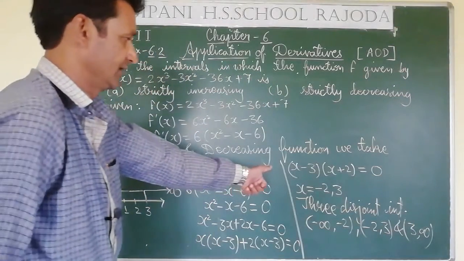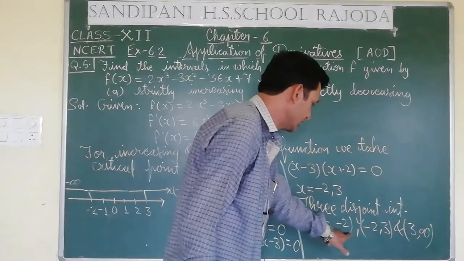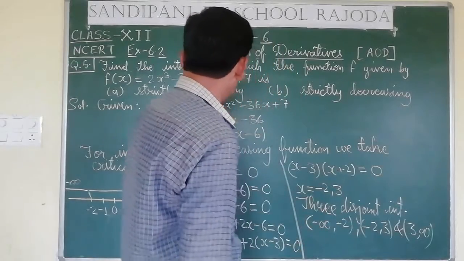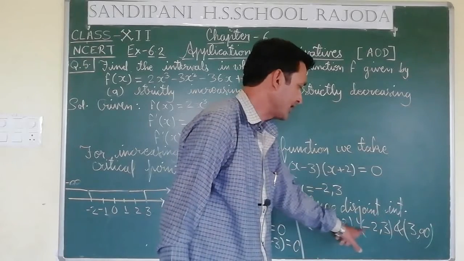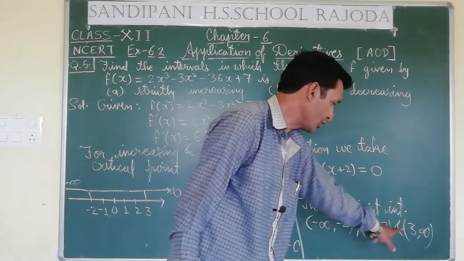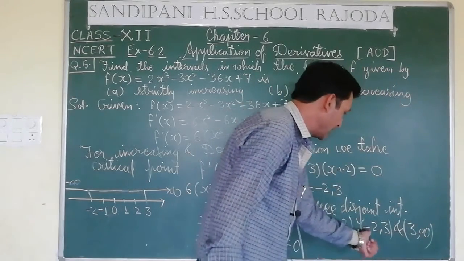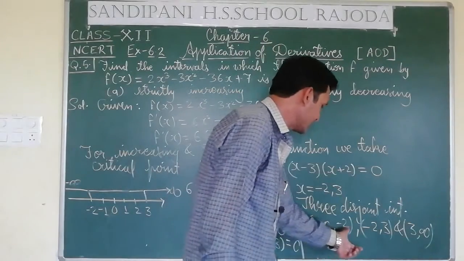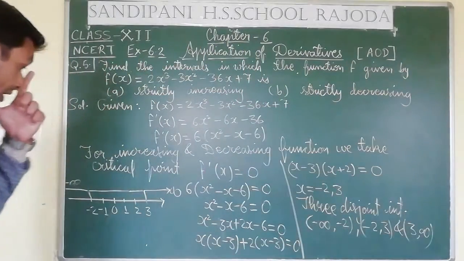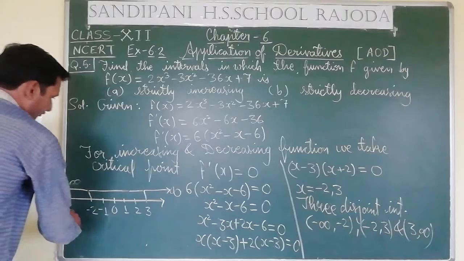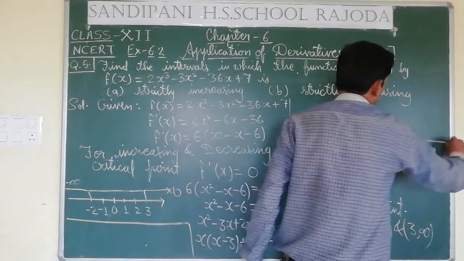We have to check where it is strictly increasing and where it is strictly decreasing. We are not taking big brackets here because we have to find strictly increasing and strictly decreasing. Means here minus infinity is not included, minus 2 is not included, here minus 2 is not included, 3 is not included, here 3 is not included, infinity is not included. Means between minus infinity to minus 2, between minus 2 and 3, and between 3 to infinity we have to put the value. So in the first, second and third interval we have to check it.